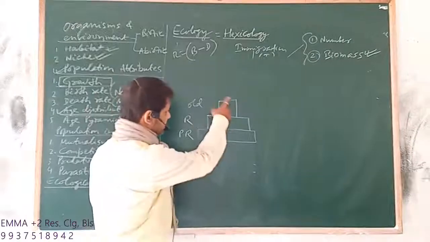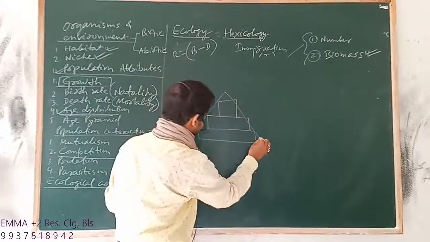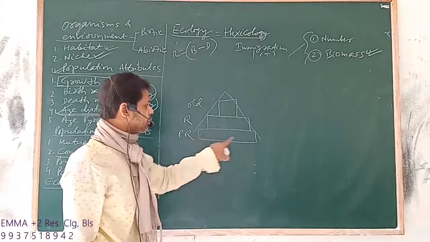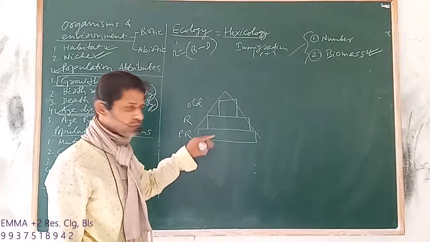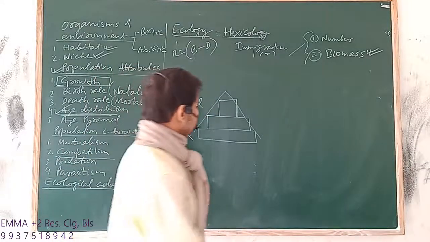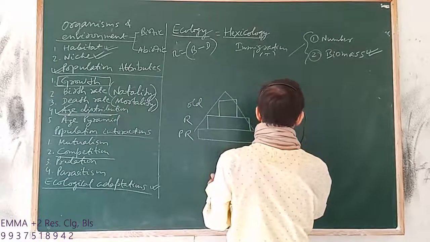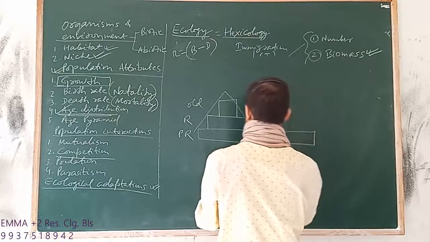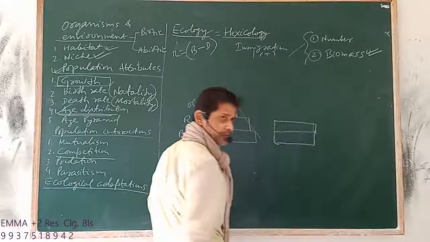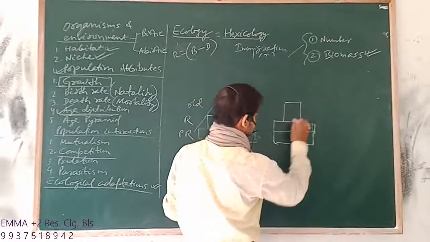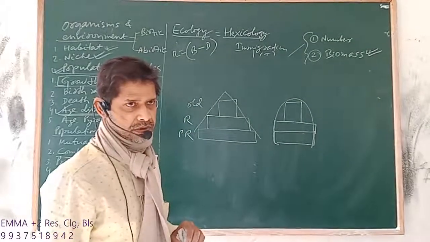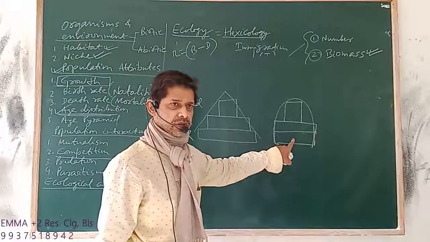So in this graph, the graph appears triangular. That means more pre-reproductive people, so the population is growing day by day. Now you see in this graph, when the pre-reproductive and reproductive age groups are the same shape and old people are fewer, the graph is bell shaped. So this is a stable population.